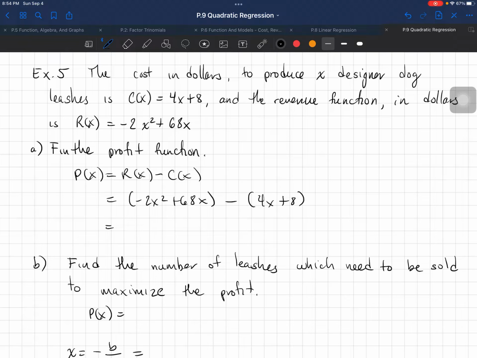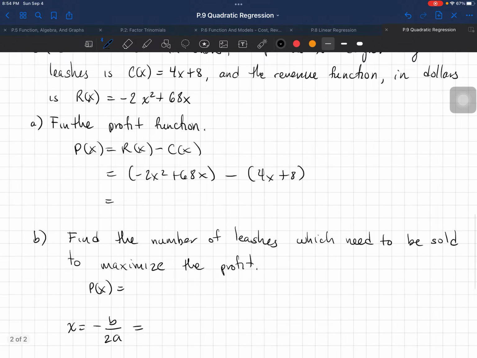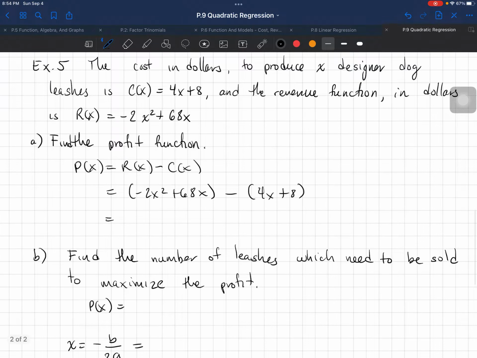So the problem states that the cost in dollars to produce x designer dog leashes is C of x equals 4x plus 8. And the revenue function in dollars is R of x equals negative 2x squared plus 68x. Find the profit function given the cost and the revenue.